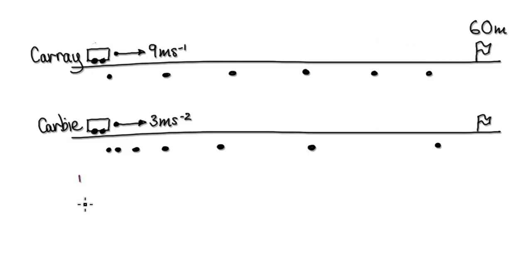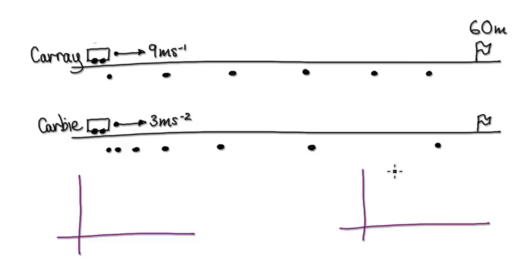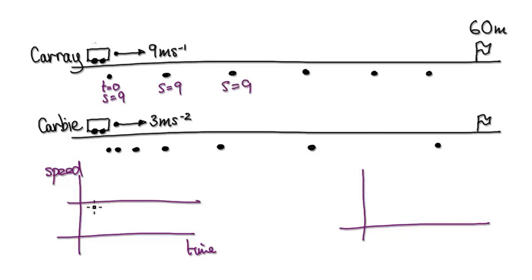So let's draw the speed time graph for car A and the speed time graph for car B. So this is for car B and this is for car A. So for car A, remember this is a speed time graph. Here when t equals 0, the speed will always be 9. So the speed here will be 9, the speed here will be 9, the speed here will be 9. So your speed time graph would look like this. It's always at 9. And remember, the area underneath the speed time graph represents the distance traveled.